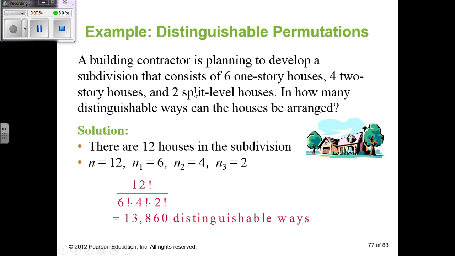Remember, what we're looking at here is you cannot tell the difference between these 6 one-story houses. They look exactly alike to you. So there are 13,860 distinguishable ways to design this subdivision so that you could tell the difference between the houses.